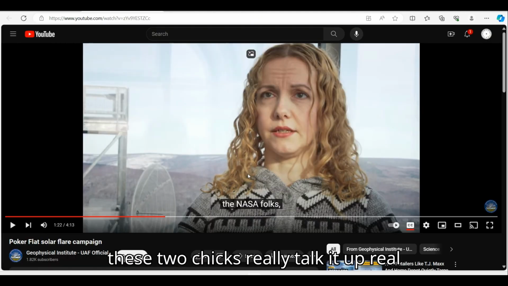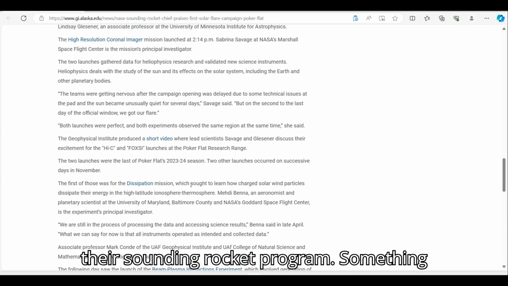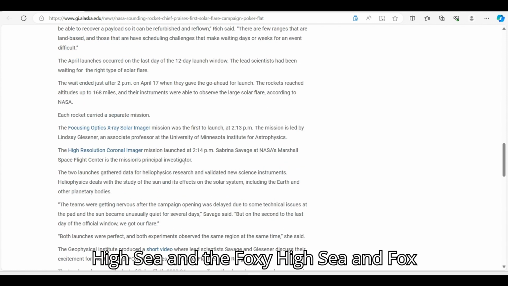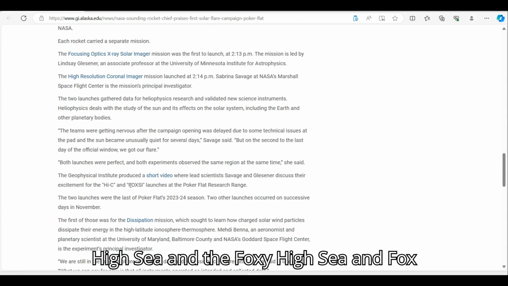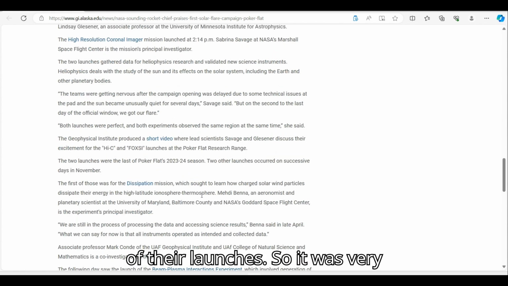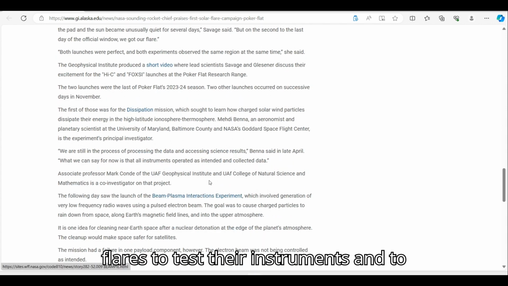And these two ladies really talk it up in this video too, just pushing their sounding rocket program. Something I found interesting is that they talked about both of the rockets, the High C and the Fox Psi, that were launched. They're very proud of the program, and it was the last of their launches. So it was very convenient that they had these solar flares to test their instruments and their stuff.